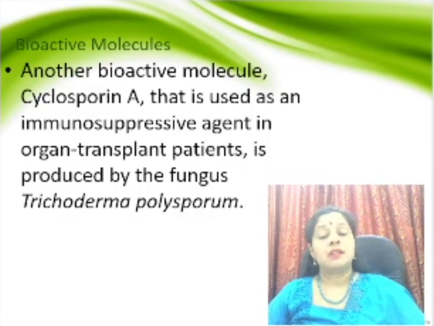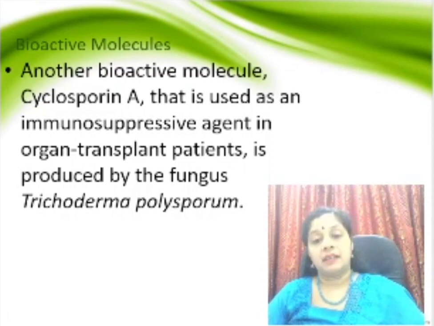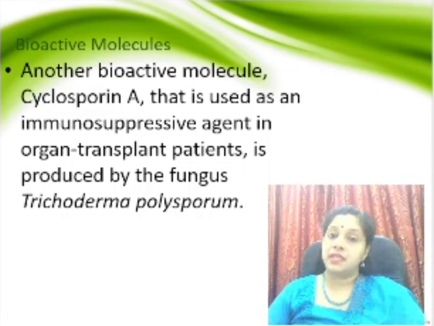So during organ transplant, just before the surgery, during the surgery and post-surgically, they have to take medicines called immunosuppressive agents, which will suppress their immune system so that the chance of rejection is less. This is produced by a fungus called Trichoderma polysporum. So these names and all please write down and learn by heart. Cyclosporin A we get from Trichoderma polysporum, which is a fungus.